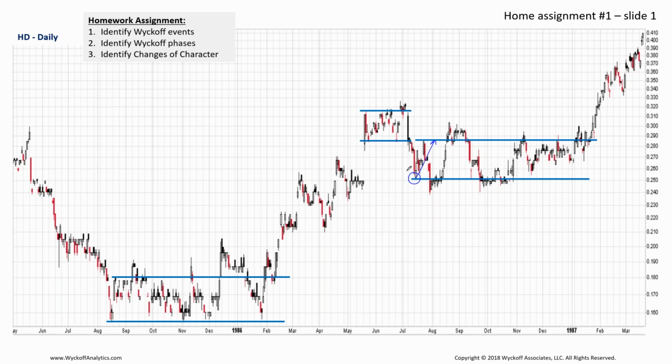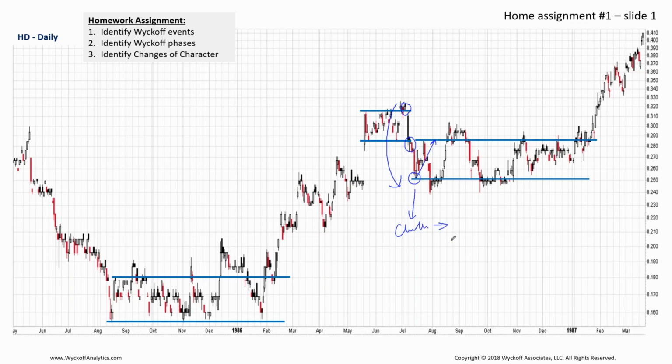Now, is this rally much better than the rallies that we've seen in the down move? Absolutely. So what does it mean to us? Is this a change of character? Yeah, change of character.